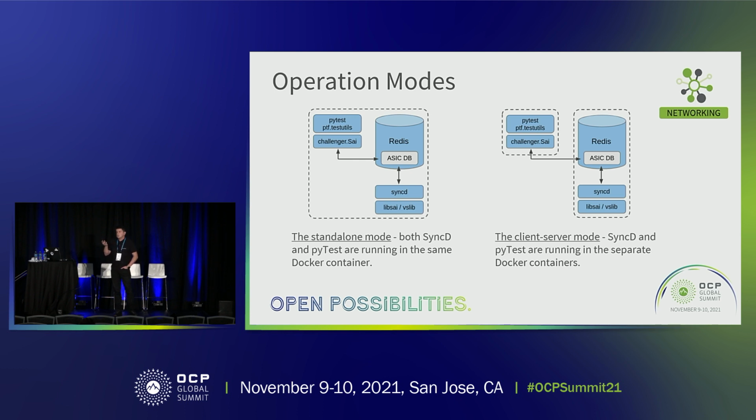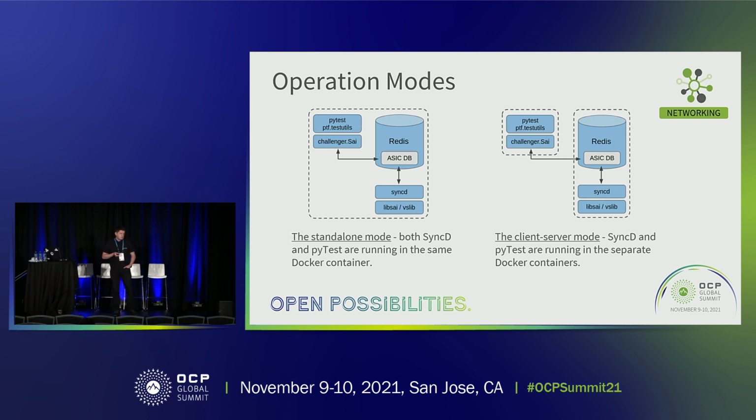So you can just download the sources of SAI Challenger, build the Docker image, and by the way, it takes just up to 10 minutes to build the image and get everything you need. And you can start your activities right away, even without access to real hardware.